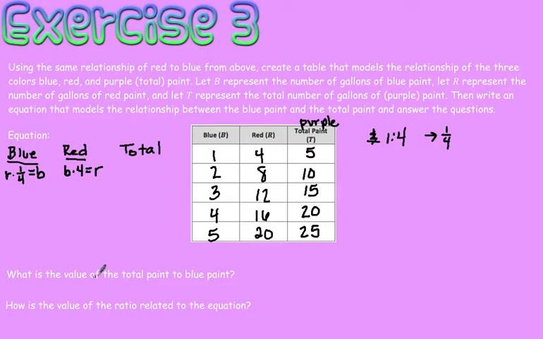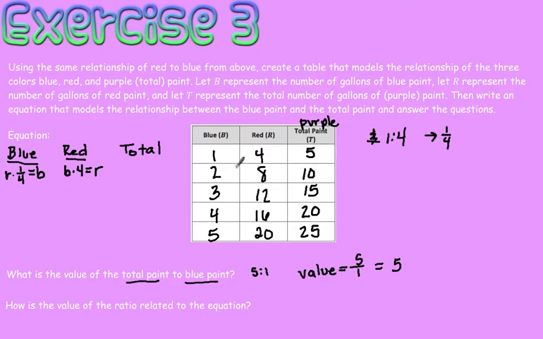So I want to know, what is the value of the total paint to blue paint? So if I look at my total paint, I get 5 to 1 because it's total paint to blue paint. My ratio is 5 to 1. So my value is 5 over 1, which we can say is 5. So I know that my total paint is 5 times the amount of blue paint.